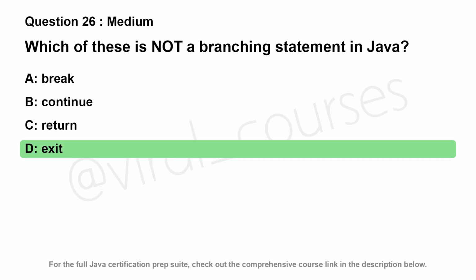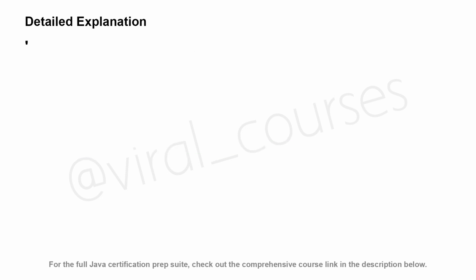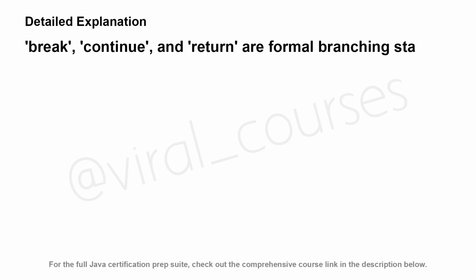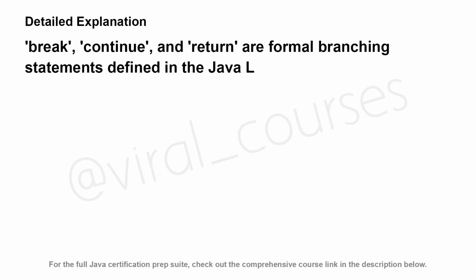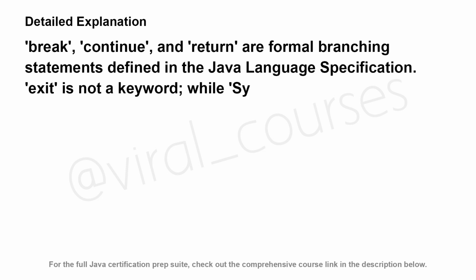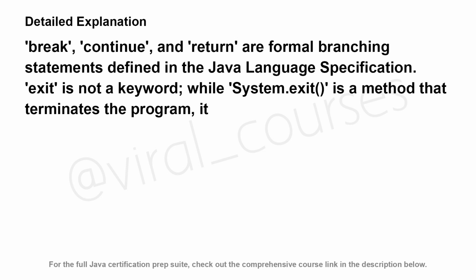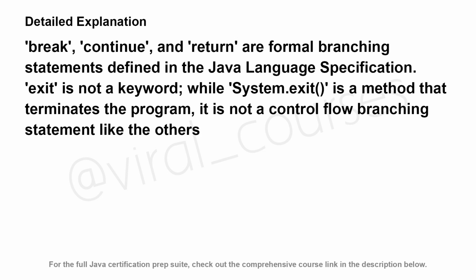The correct answer is D. Break, continue, and return are formal branching statements defined in the Java language specification. Exit is not a keyword, while System.exit is a method that terminates the program. It is not a control flow branching statement like the others.